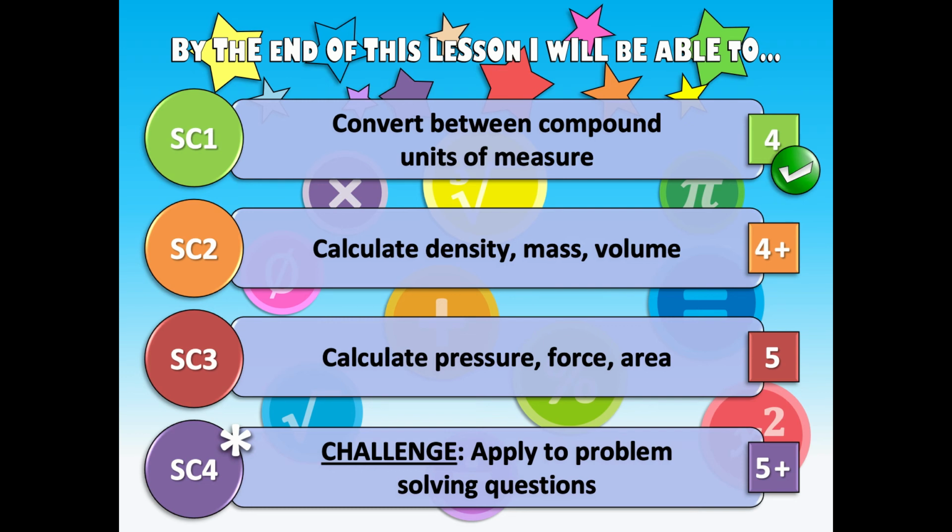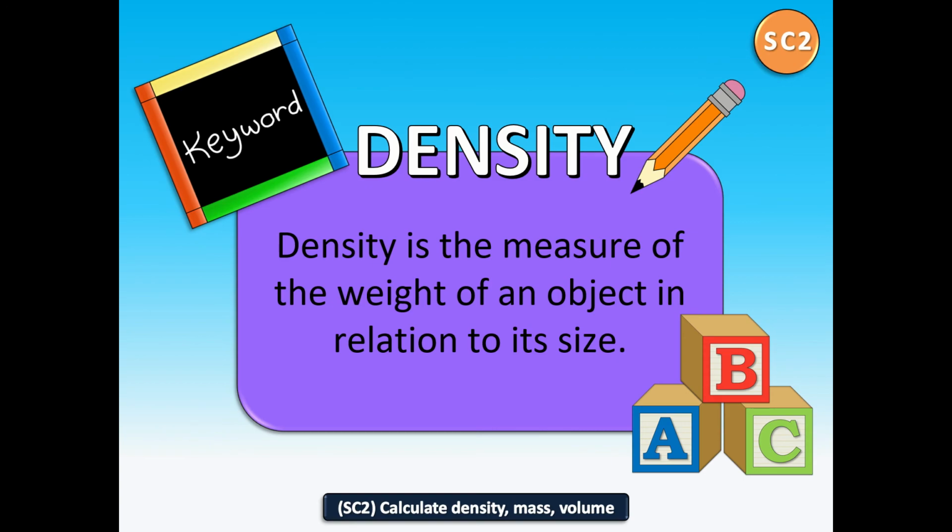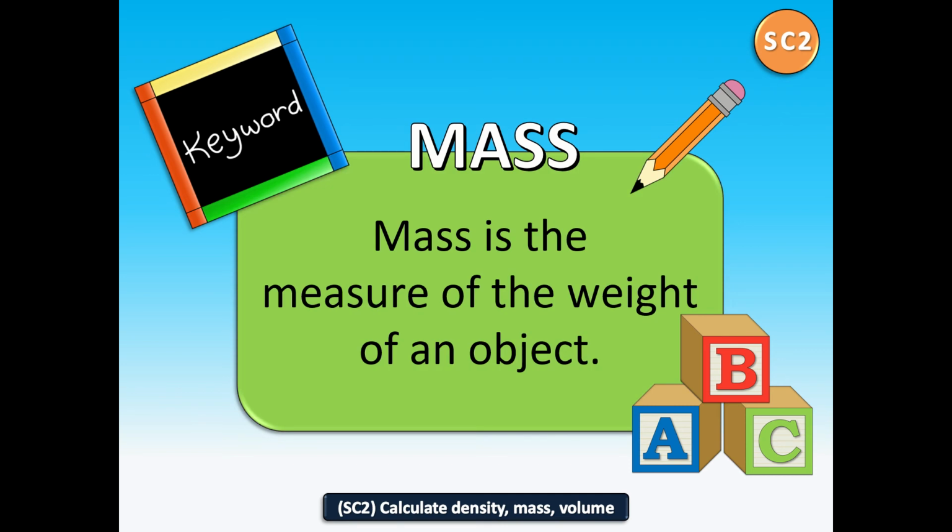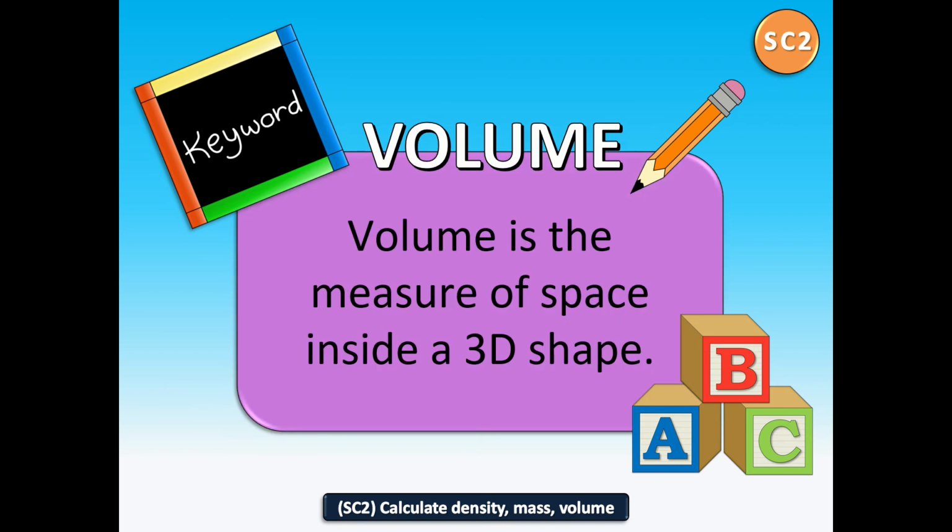Now we're going to move on to number 2, and this is to calculate density, mass and volume. Density is the measure of the weight of an object in relation to its size. Mass is the measure of the weight of an object. And volume is the measure of space inside a 3D shape.